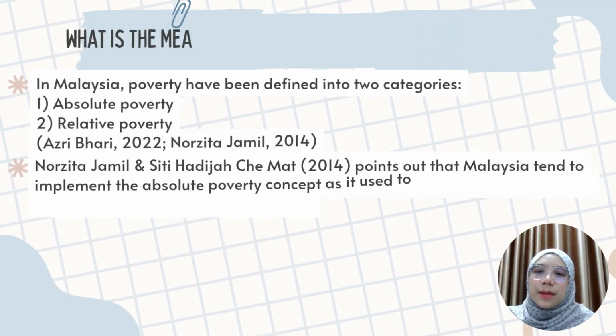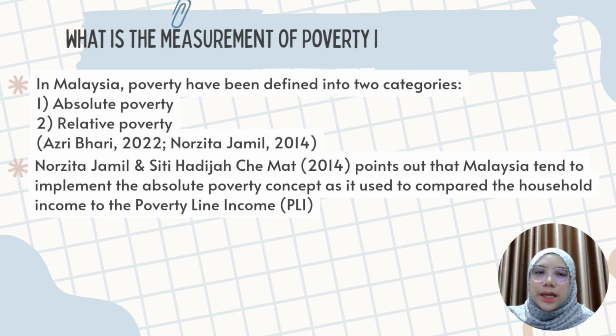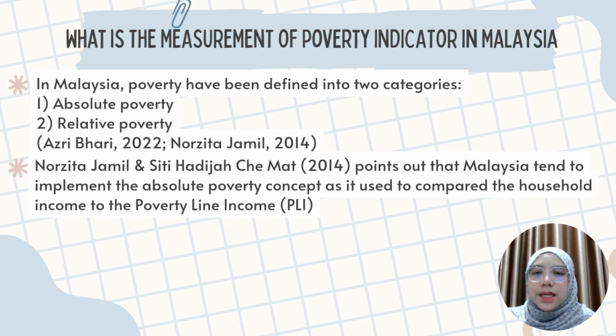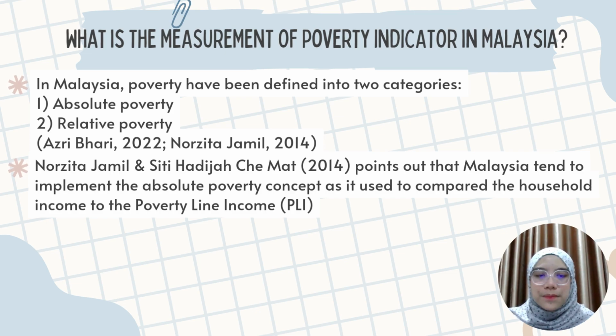In Malaysia, we use two concepts of poverty to measure the poverty indicator. The first one is absolute poverty, and the second one is relative poverty. Absolute poverty can be defined as limited monthly gross income to purchase basic necessities and is measured on the poverty line income, while relative poverty is income inequality between groups of people. Norizita Jamil and Siti Hadijah point out that Malaysia tends to implement the absolute poverty concept as it is used to compare the household income to the poverty line income, PLI.